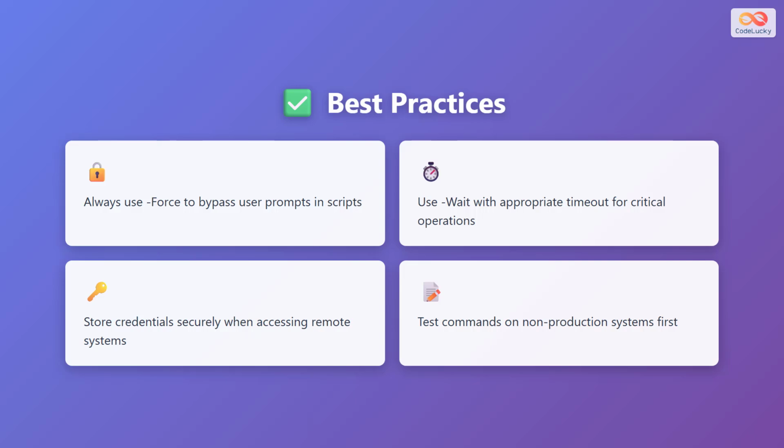Let's review some best practices for using these cmdlets safely and effectively. First, always use the -Force parameter to bypass user prompts in scripts. This ensures your automation runs smoothly without manual intervention. Second, use the -Wait parameter with an appropriate timeout for critical operations where you need to confirm that a restart completed successfully before proceeding. Third, store credentials securely when accessing remote systems.